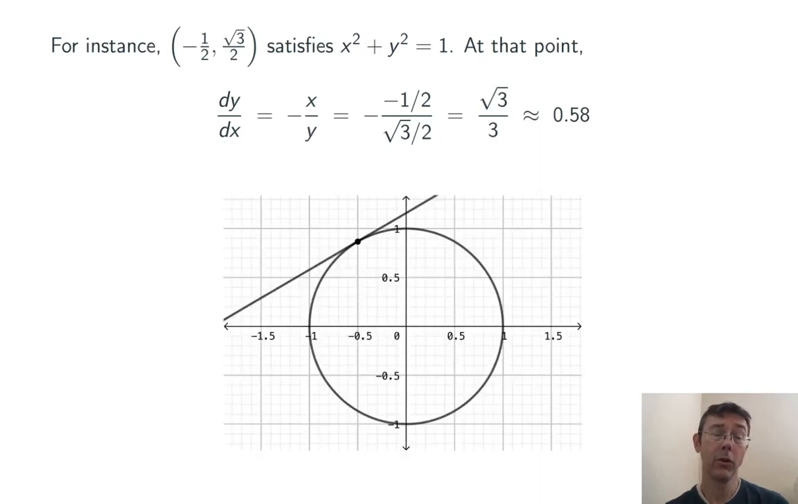If we sketch the circle and plot the point (-1/2, root 3 over 2), and draw the line tangent to the graph at that point, we can see that its slope is about 0.58.